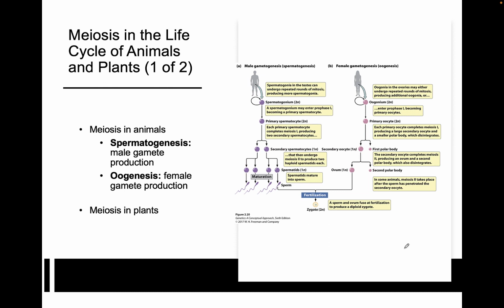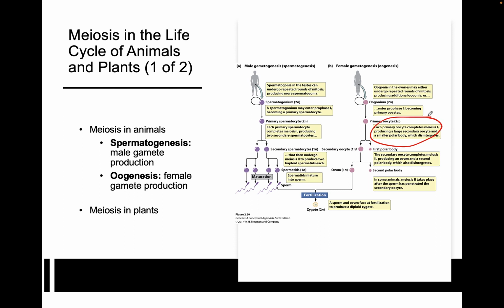In female gametogenesis, or oogenesis, the oogonia in the ovaries may either undergo repeated rounds of mitosis to produce additional oogonia, but eventually the oogonium will form what we call primary oocytes. The primary oocytes will enter into meiosis 1, as you see here. At the end of meiosis 1, you'll have two cells. One is the secondary oocyte, and one is what we call the polar body. So you have unequal distribution of the cytoplasm, to where the polar body is going to eventually disintegrate because it is not a viable cell. It'll go through the second round of meiosis, and at the end of meiosis, you're going to produce one ovum and 3 polar bodies.